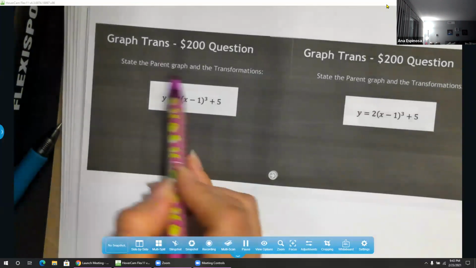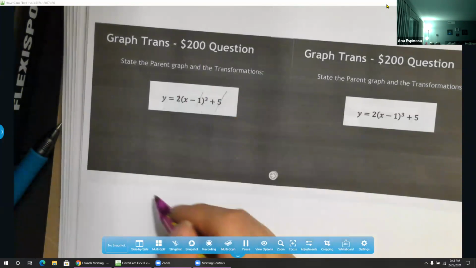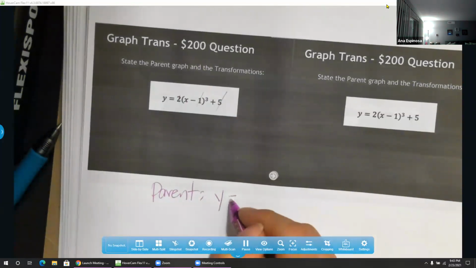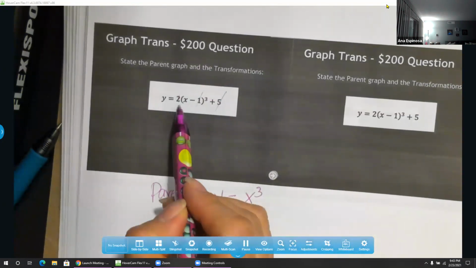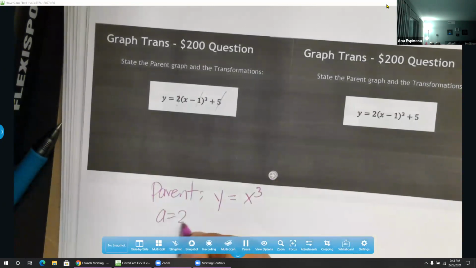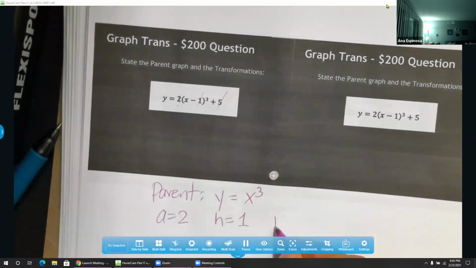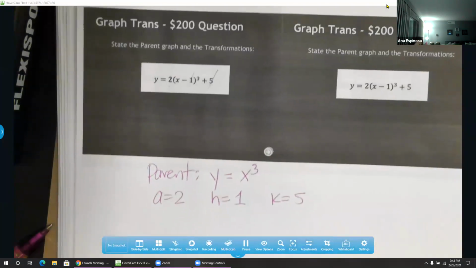All right, for this one, state the parent graph. For the parent graph, you basically remove the H and the K, and you make A a 1. So the parent is y equals x cubed. The transformations would be this: A is 2. H is the opposite, so that's a positive 1. K is 5. And then you write the sentence. You write how they move.